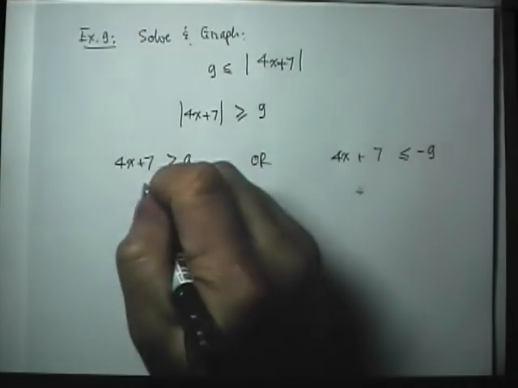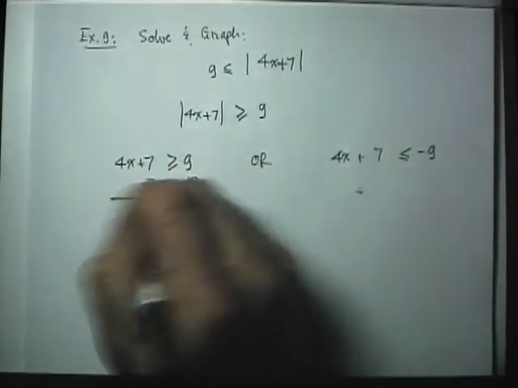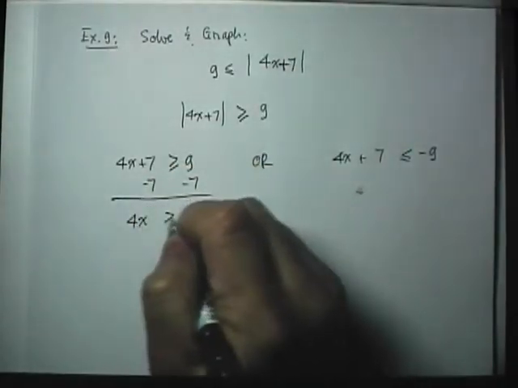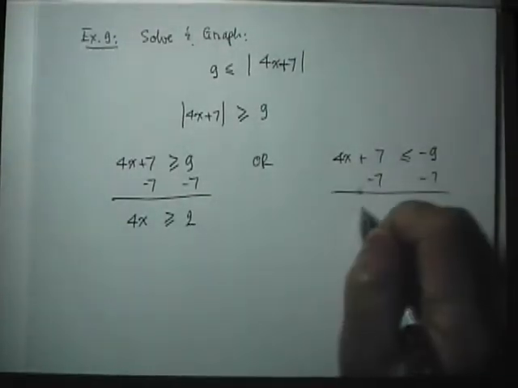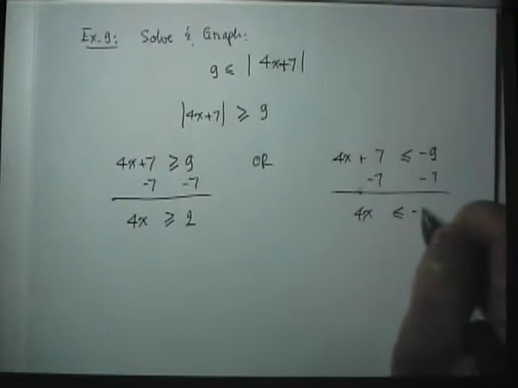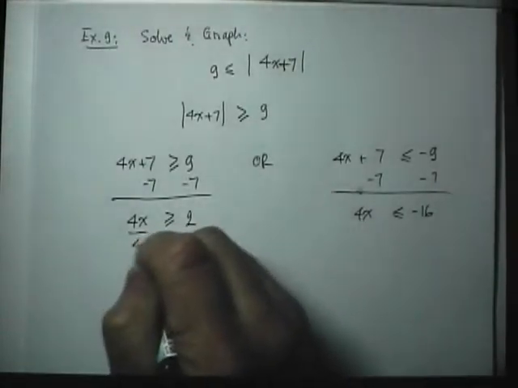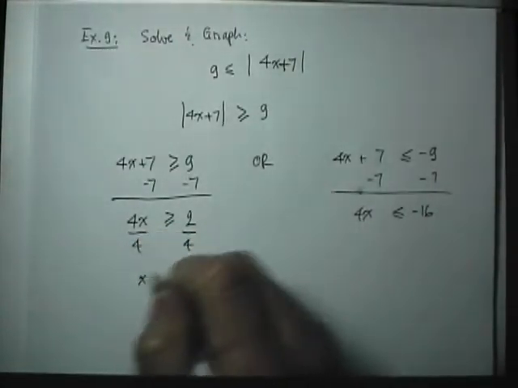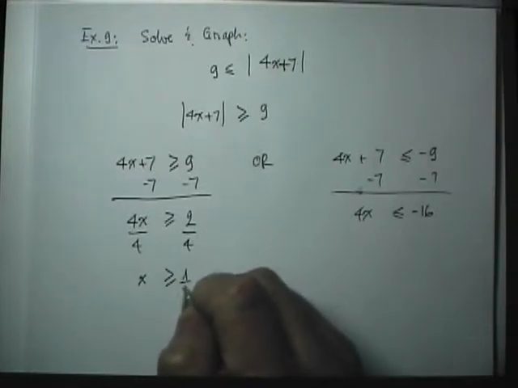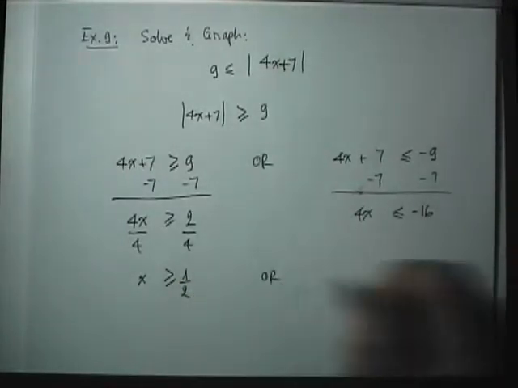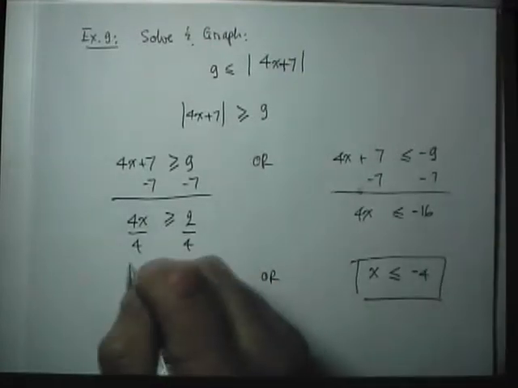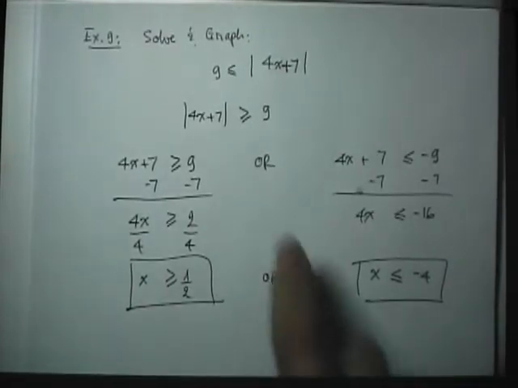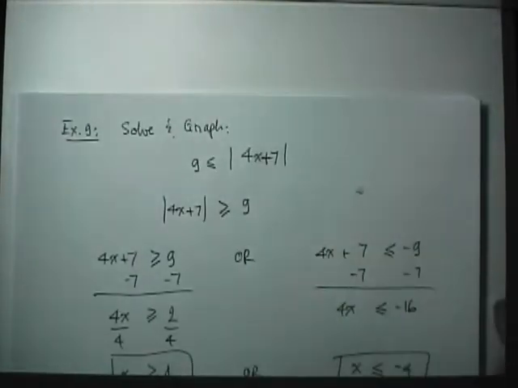Okay. So once again, solving all that, subtract 7 from both sides, you get 4x greater than or equal to 2. Here, subtracting 7, you get 4x less than or equal to -16, and dividing both sides by 4, that gets you x greater than or equal to 1/2, or x less than or equal to negative 4.